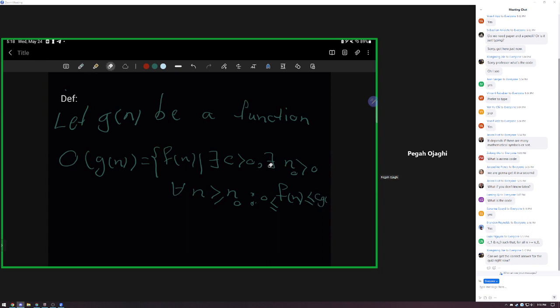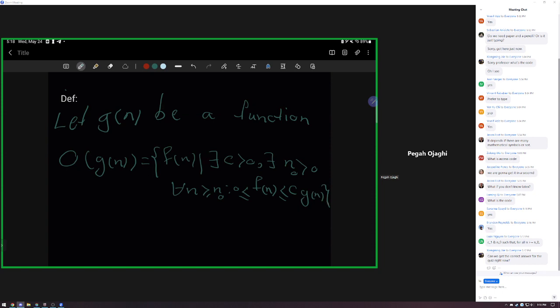Probably I need to write a little smaller so it's going to fit. So for n greater than or equal to n naught, we are going to say this is going to be greater than or equal to f of n, and c of g of n. This is the definition of big O notation.